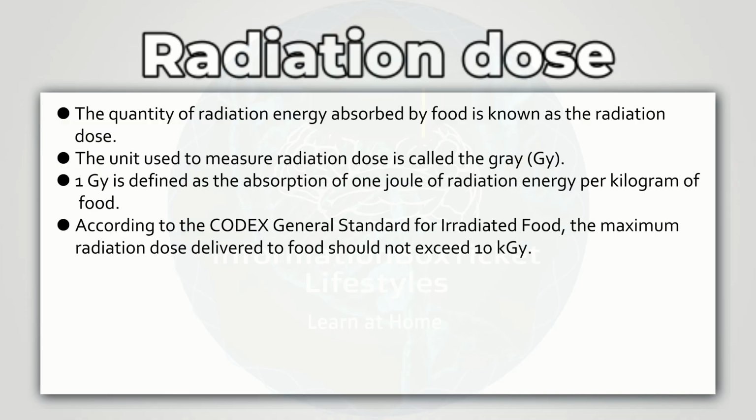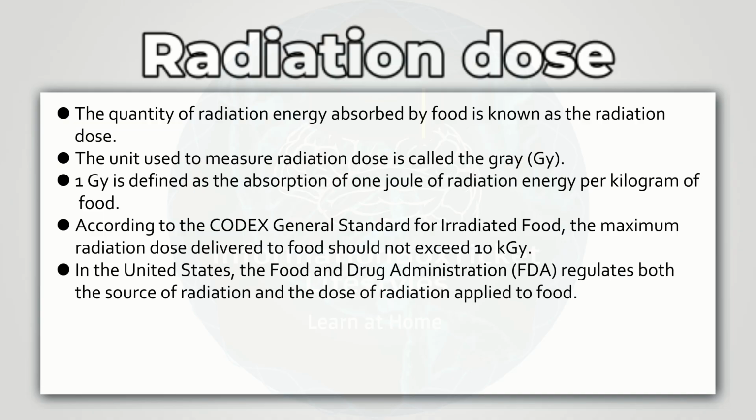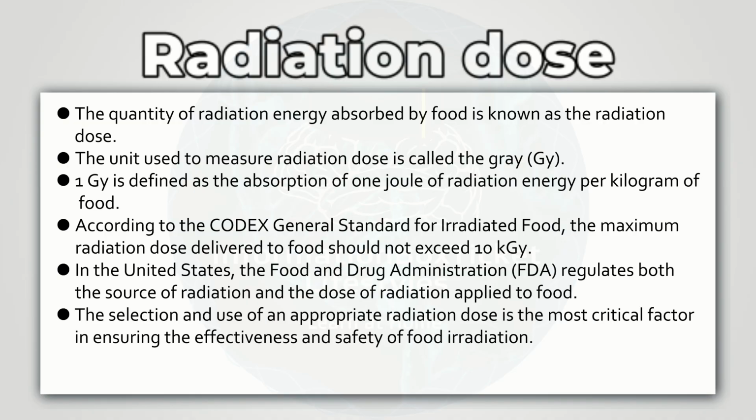According to the Codex General Standard for Irradiated Food, the maximum radiation dose delivered to food should not exceed 10 kGy. In the United States, the Food and Drug Administration regulates both the source of radiation and the dose of radiation applied to food. The selection and use of an appropriate radiation dose is the most critical factor in ensuring the effectiveness and safety of food irradiation.